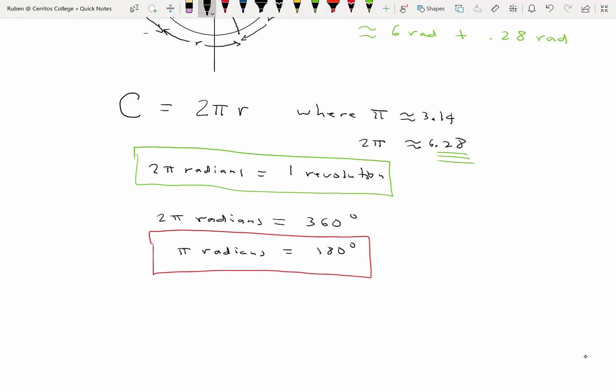Okay. Now, very briefly, I want to look at answering the question, why do we need to use radians? Why can't we just use degrees in calculus and physics? Why do we need to use radians? And the answer is that radians are what's called unitless.